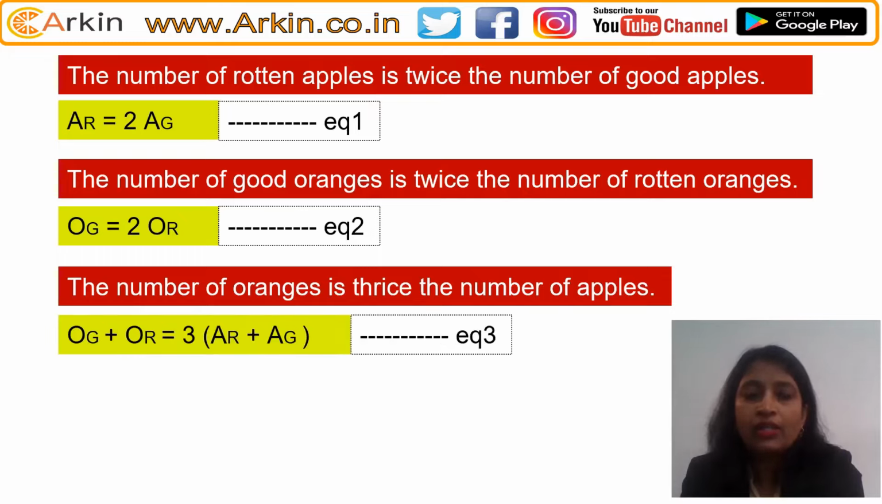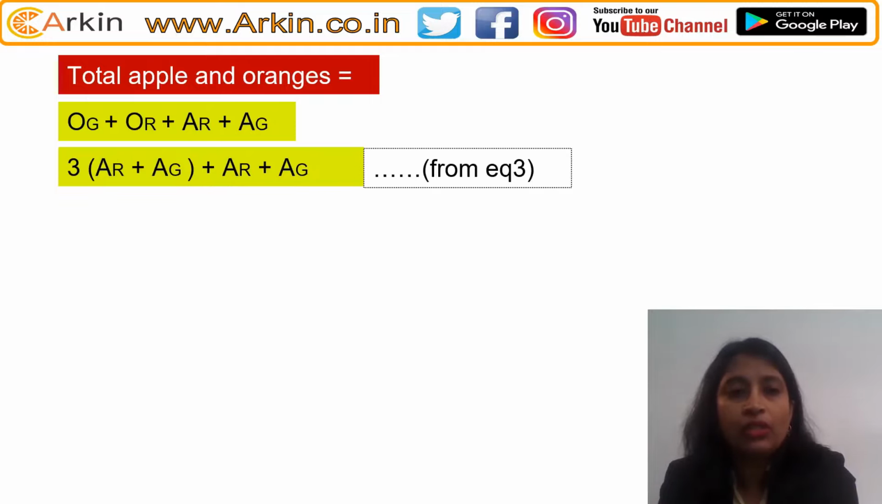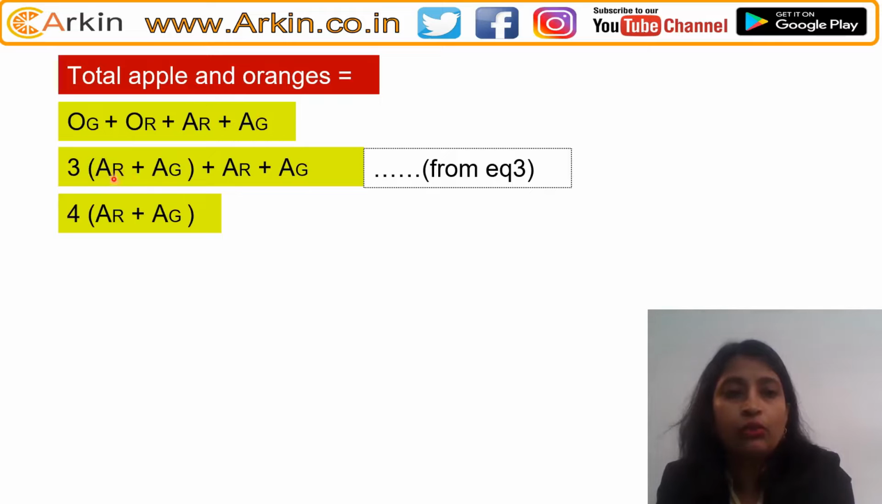So OG plus OR is equal to 3 into (AR plus AG), because oranges are given as thrice the number of apples. Now total apples and oranges, what will it be? OG plus OR, that is good oranges and rotten oranges, plus AR plus AG, that is rotten apples and good apples. Now from equation 3, we knew that OG plus OR, that means the total number of oranges, is equal to thrice the total number of apples. So we can replace OG plus OR with 3 into (AR plus AG) from equation 3, and copy the rest as it is. So 3(AR plus AG) plus AR plus AG is equal to the total number of apples and oranges. So the total number of fruits will be 3 into (AR plus AG) plus (AR plus AG), so 4 into (AR plus AG).